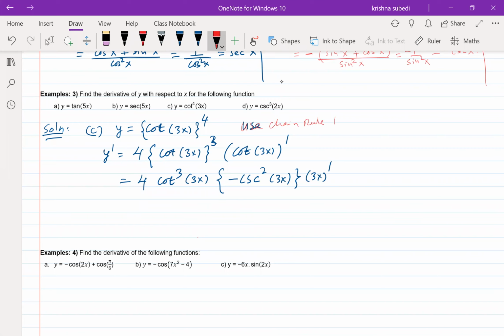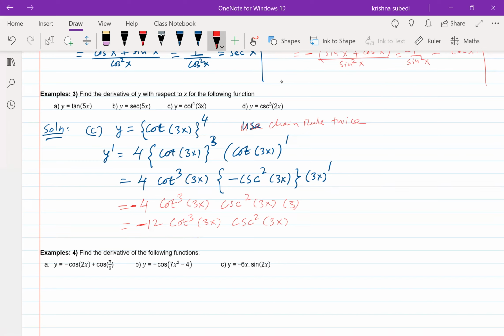So your final answer is going to be 4 cot cube 3x, and this will be negative cosec square 3x, and then the derivative of 3x is simply 3. So that's going to be negative 12 cot cube 3x cosec square 3x. You can simplify further if you want, but you don't have to.